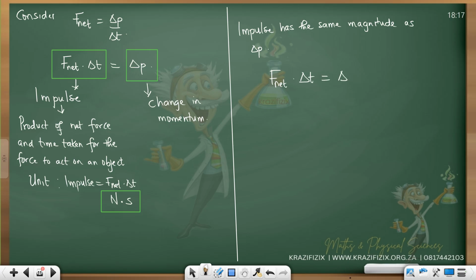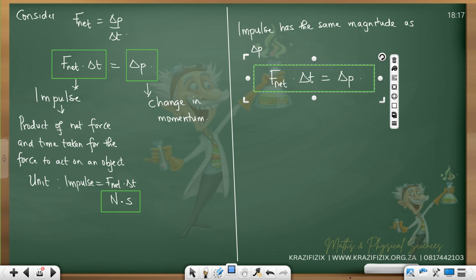All right. Some people are going to tell you that impulse is the same as change in momentum. Please refuse. They are not the same, but they are the same in magnitude. Let me quickly, while you are writing, please listen to me. They are not the same, but they are the same in magnitude by reason of the formula. Why are they not the same? What am I talking about, guys?